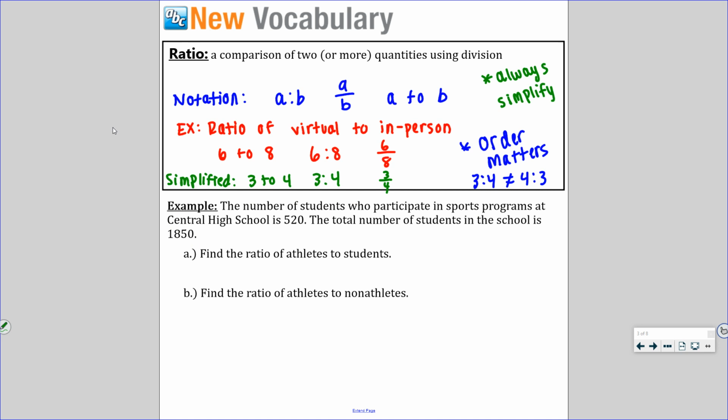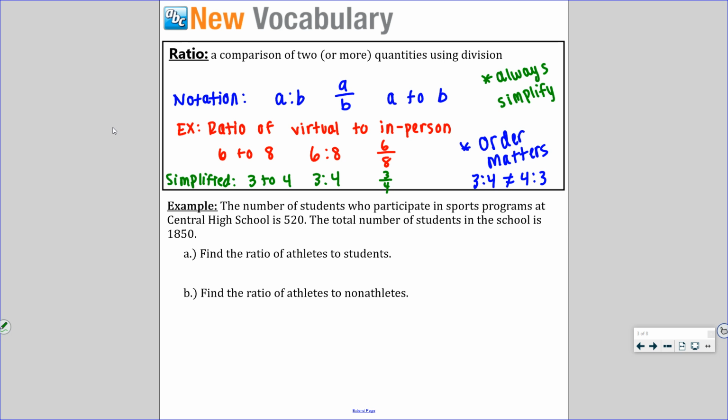Okay, that's pretty much what a ratio is. We have a couple geometry examples, but here's a pretty basic example that you've probably seen before. The number of students who participate in a sports program at Central High School is 520, and the total number of students at that school is 1,850. Holy smokes. Find the ratio of athletes to students.